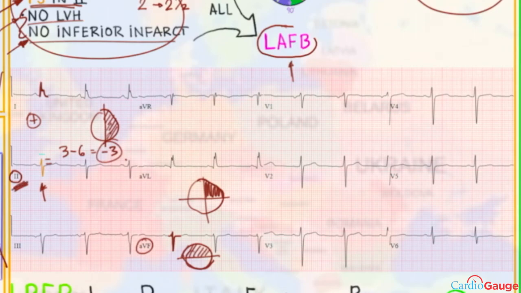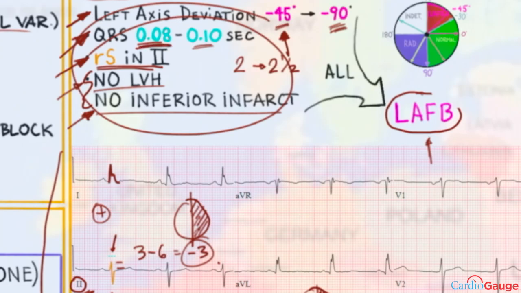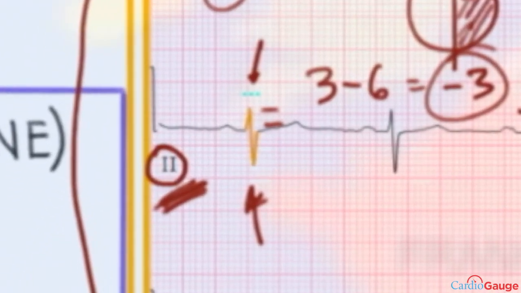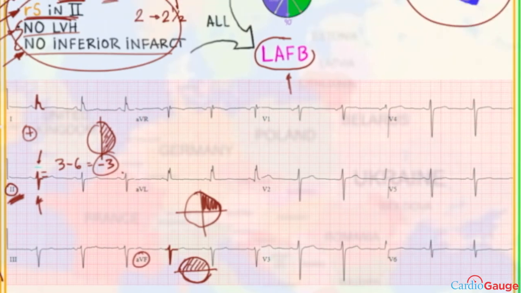Is the QRS duration, what is it? Looks like it's about 2 little boxes, so that fits here, 0.08 seconds. There's clearly an RS in lead 2, little r, s. And then we don't see any criteria for LVH. So AVL here is not greater than 11, and we're not seeing big S waves or big R waves.